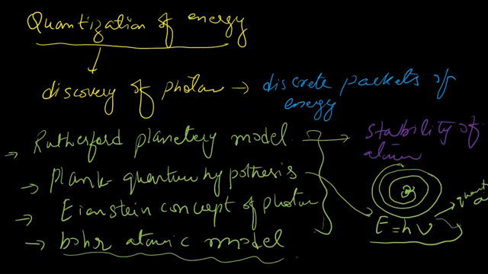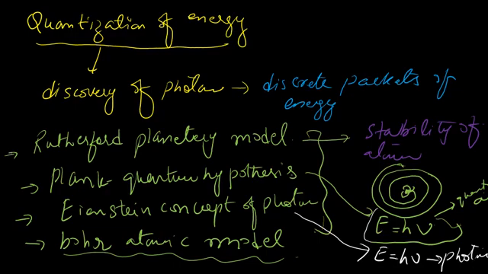And then later on, Einstein adopted the Planck hypothesis, and he said that the radiation itself consists of discrete packets of energy. Radiation not only transfers its energy in discrete form, rather the radiation itself consists of discrete packets of energy equal to h nu, which were later given the name photon. So then there was the Bohr atomic model.